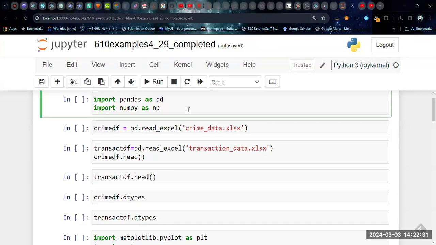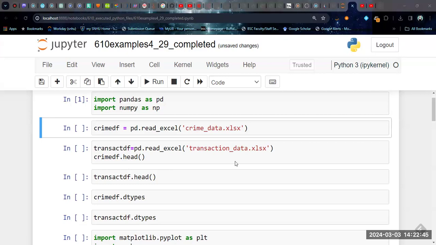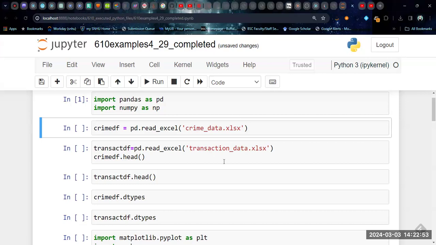So we're going to start by importing pandas and NumPy. And I have two data sets that we're going to be working with. We have some crime data and we have some transaction data. And we're going to be comparing how they're both time-based data, but one of them is going to be a little bit better for typical time series analysis than the other one. And so we want to be able to look at both of those.